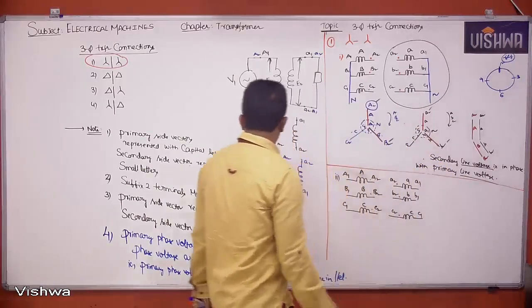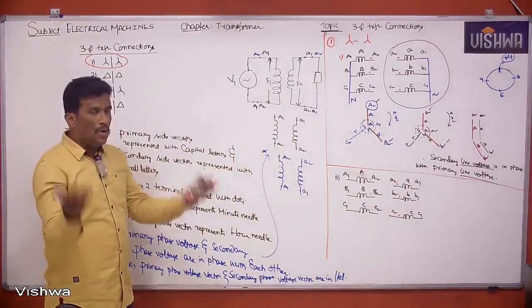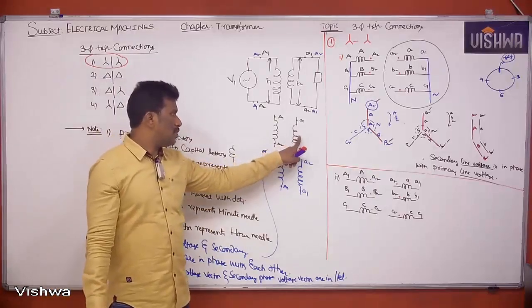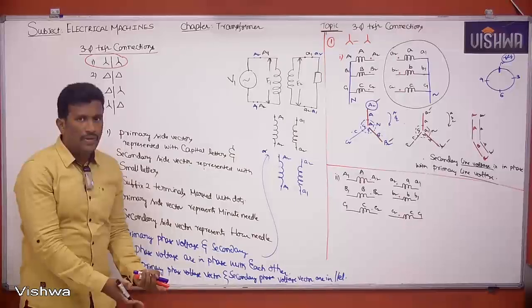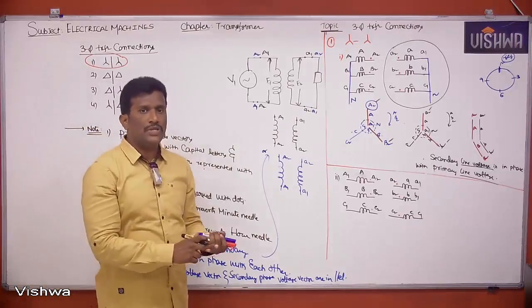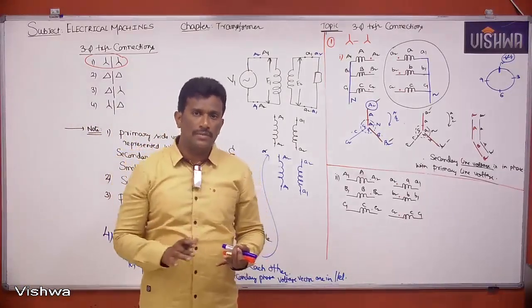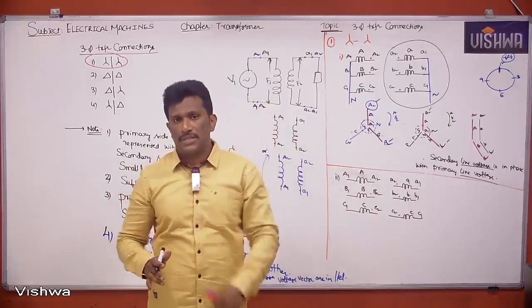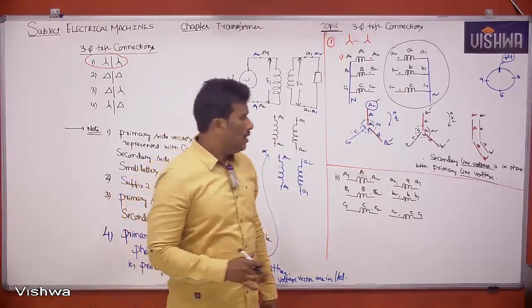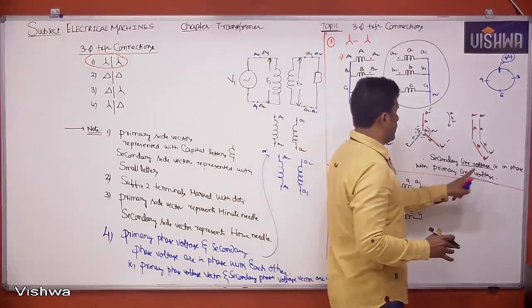We are not thinking about phase voltage because we already know the secondary phase voltage and primary phase voltage are in phase with each other. That means always the secondary phase voltage and primary phase voltage will be in phase with each other. Here we are telling the angle between the secondary line voltage and primary line voltage. Is it clear? So this secondary line voltage is in phase with the primary line voltage.